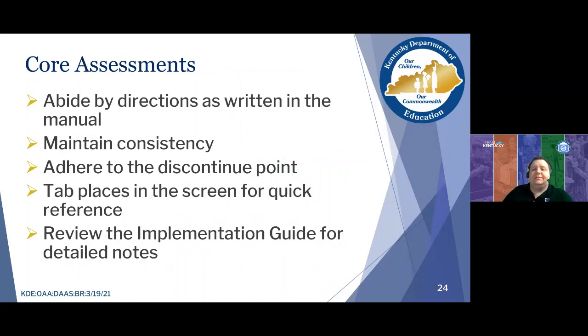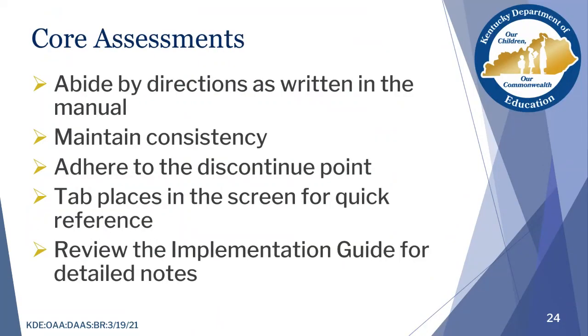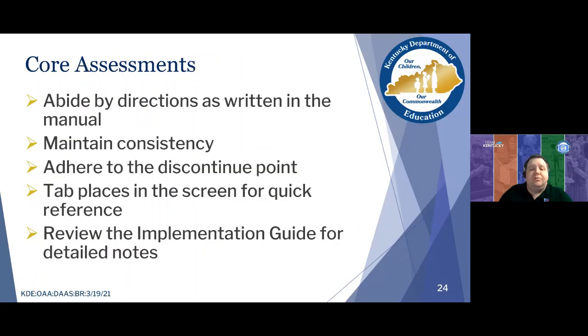Let's talk about those core assessments now. Remember that it is crucial to abide by directions exactly as written in the manual. Maintain consistency, screen all students the same exact way procedurally. Adhere to the discontinue points throughout the screener. It may be helpful to place post-its as tabs on the places in the screen for quick reference. Be sure to review the implementation guide as well before beginning and keep it handy as another quick point of reference. You can also, again, consult our new quick reference guides if you are administering a screen, and those are found under Appendix O.